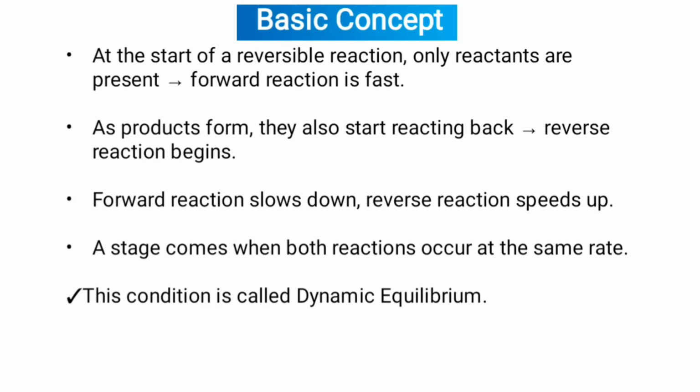Now, basic concepts. My dear student, at the start of a reversible reaction, only reactants are present. It means the forward reaction is fast. As products form, they also start reacting back, meaning the reverse reaction begins. The forward reaction slows down, the reverse reaction speeds up. A stage comes when both reactions occur at the same rate. This condition is called dynamic equilibrium.